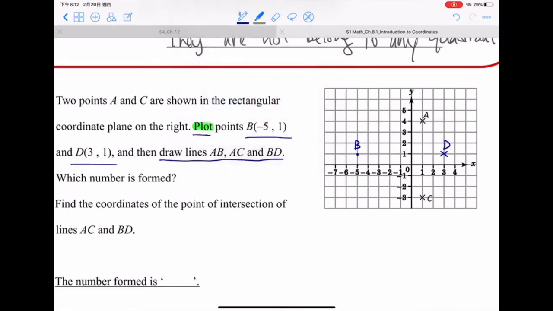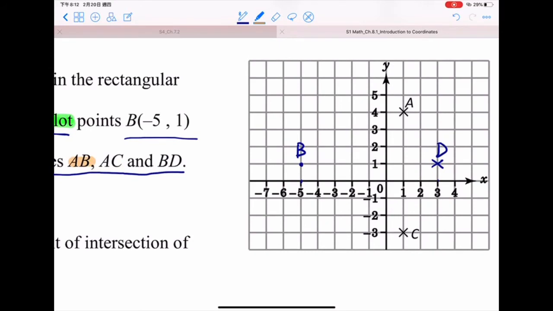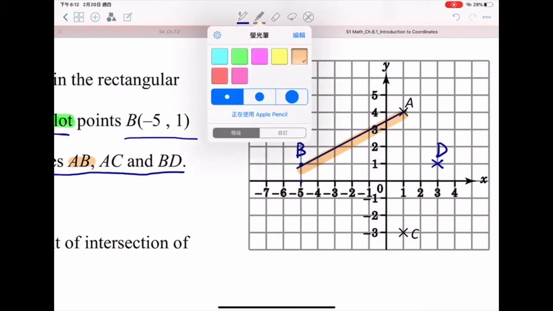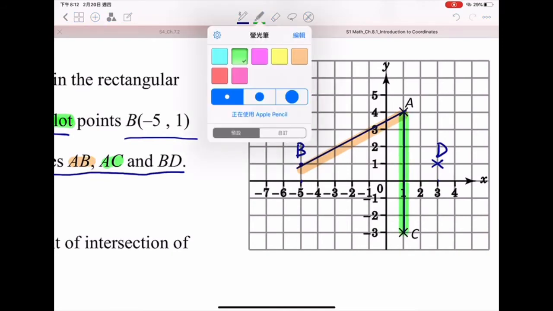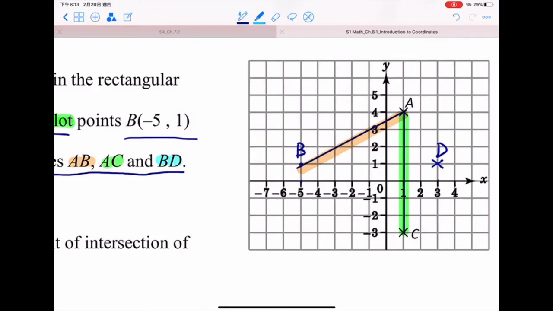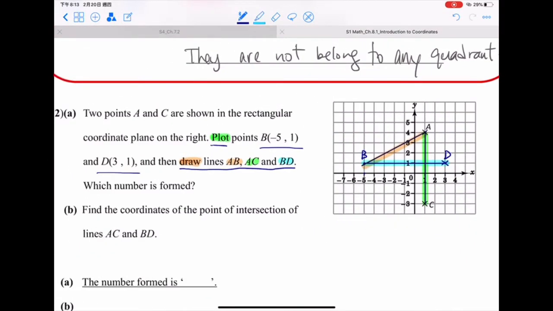In other words, you need to recognize the word draw. Draw AB. AB is the 2 points here. That means we join them together. This is AB. And second one, AC. AC, point A and C. So this is draw AC. Finally, BD. So BD, join them together. So this is draw line BD. Actually, you see which number is formed? It is number 4.